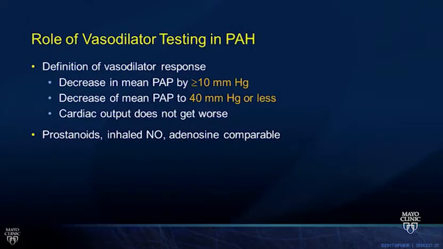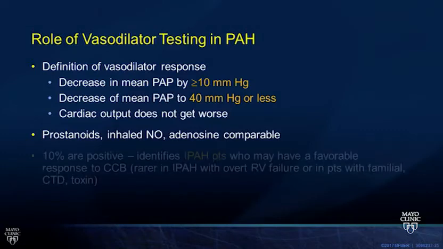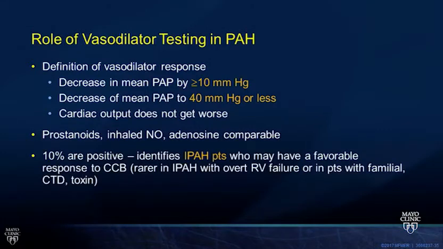We used to use prostacyclin. Really no difference in terms of the data generated. But nitric oxide has become a little bit more useful in the sense that if there's a very dramatic response to it, it almost defines a patient who's going to do well with PDE5 inhibition. Only 10% of patients who undergo vasodilator testing are positive.